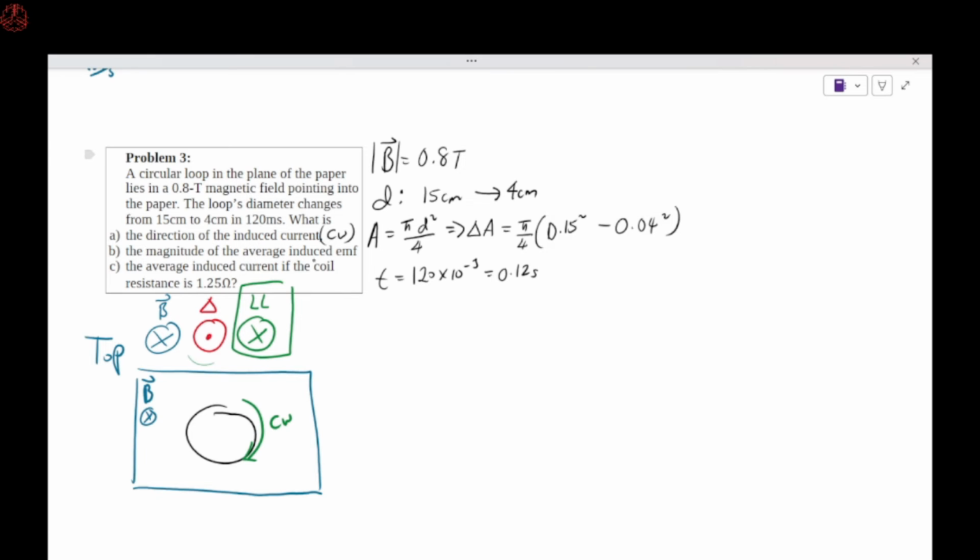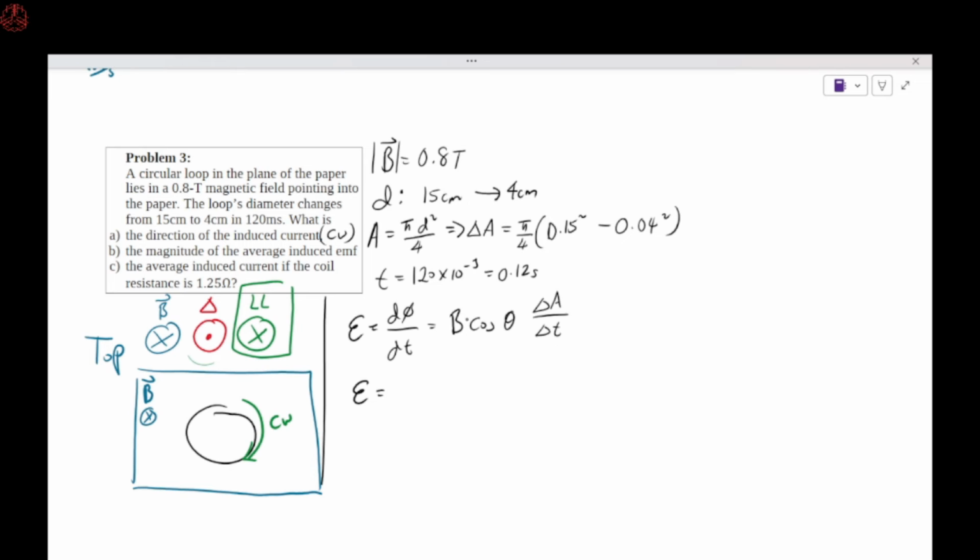I'm looking for the magnitude of average induced EMF, which is just epsilon equals dΦ over dt. dΦ is defined by BA cos theta, right? But the B doesn't change, so I can take it out. Theta doesn't change as well, but my A does change, right? So my A changes. So then I can substitute the values.